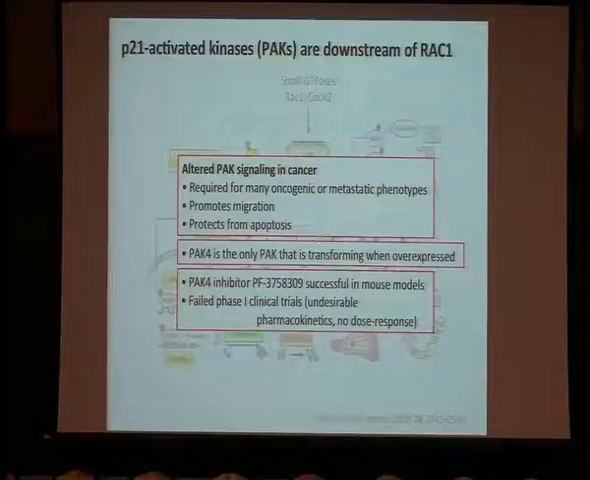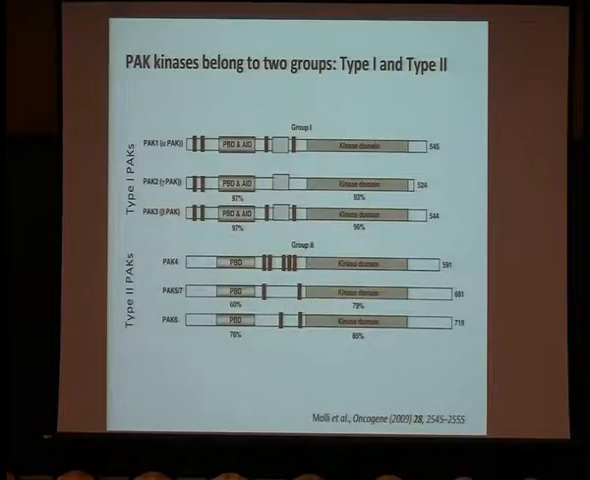So this and other data formed the basis of the Pfizer drug discovery effort for a PAK4 inhibitor, which failed in phase 1 clinical trials because there was basically no dose response. So what are these proteins? These are a family of serine threonine protein kinases. That's a family in two types, the type 1 PAKs and the type 2 PAKs.